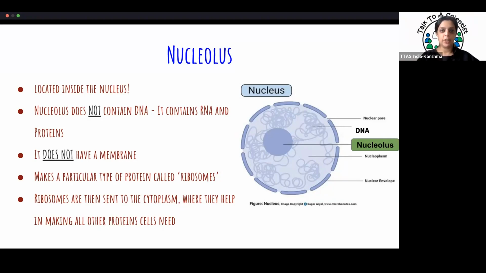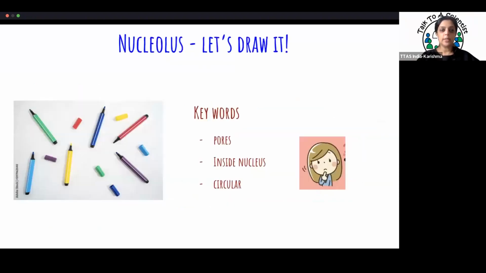Let's move to the next slide. The nucleolus has pores. It's in the nucleus and it's circular, but it doesn't contain DNA. So now think of how you will place the DNA in the nucleus if it's not in the nucleolus.